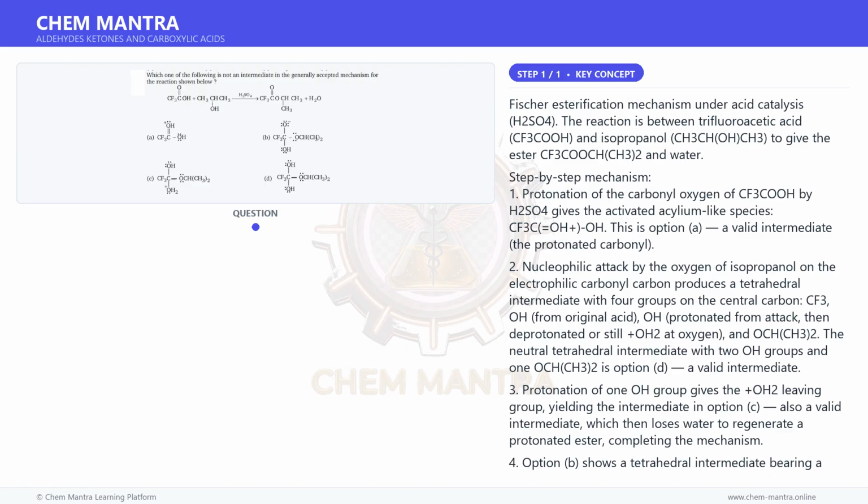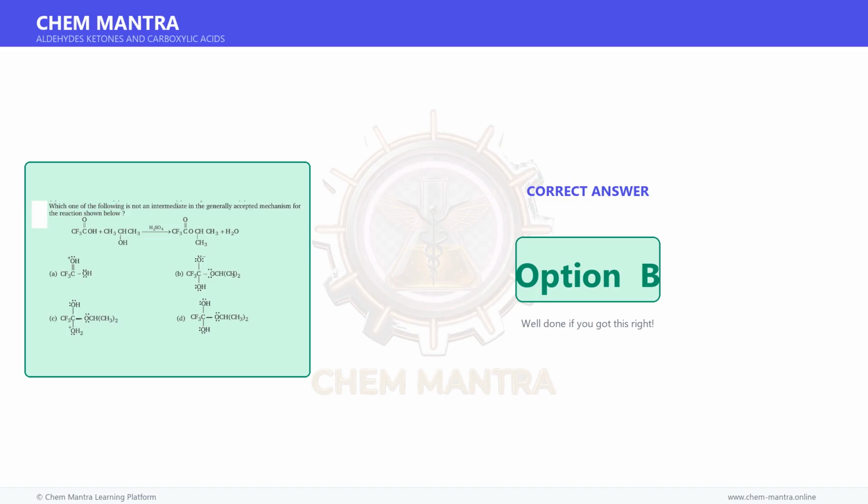Why option B is not an intermediate? In acid-catalyzed esterification, the mechanism never involves a negatively charged tetrahedral intermediate. The oxyanion shown in B would only arise in base-catalyzed conditions. Under H2SO4 catalysis, the oxygen atoms remain protonated or neutral throughout the mechanism. Therefore, the correct answer is option B.